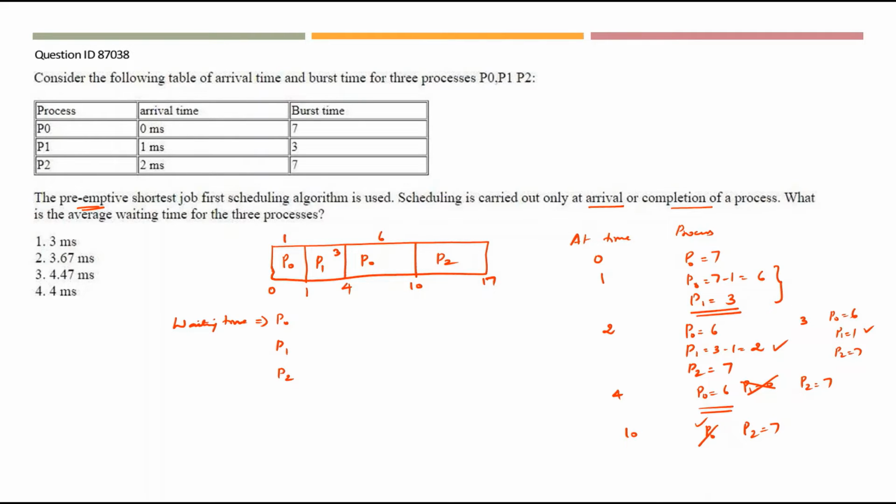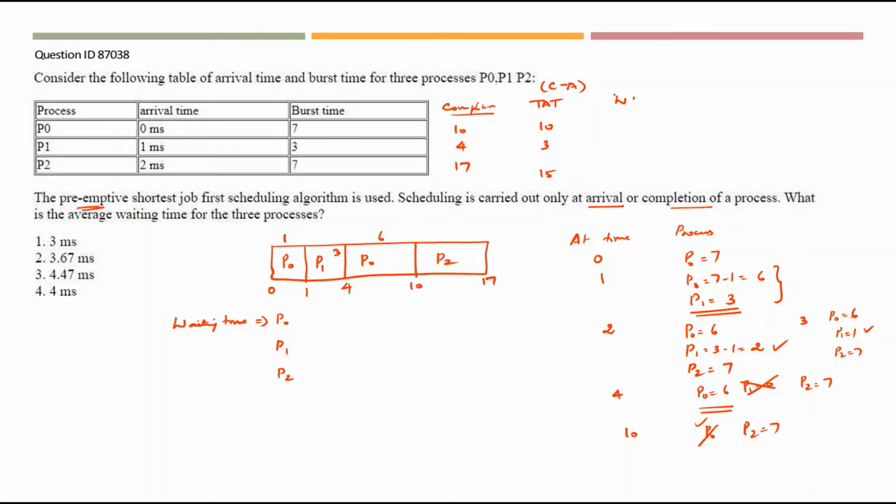You can do this in two ways. First way, you can find the completion time. P0 is completing in 10, P1 is completing in 4 seconds and P2 takes 17. So this will be the completion time of all the 3 processes. From this we have to find turnaround time. This is nothing but completion time minus arrival time. 10 minus 0 is 10. 4 minus 1 is 3. 17 minus 2 is 15.